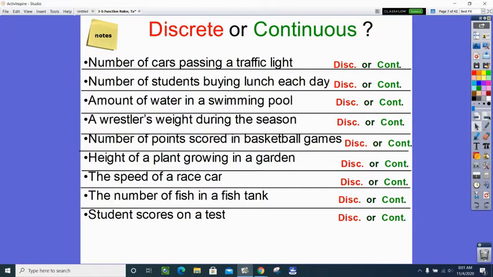So let's take a look at this and decide if this data would be represented by a discrete or a continuous graph. Would we leave the points separate or would we connect them? The number of cars passing a traffic light, would that be discrete or continuous? The number of students buying lunch each day. So what I want you to do is go down these, I think it's 9, and put a D or C, and in a second we'll come back and see how you did.